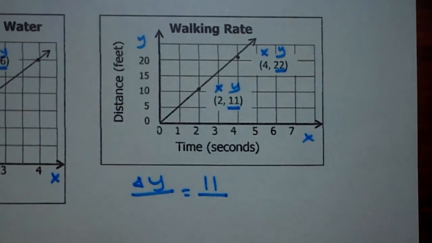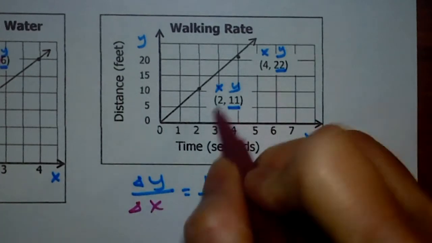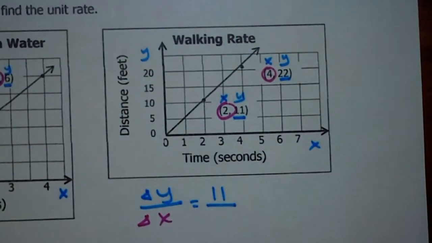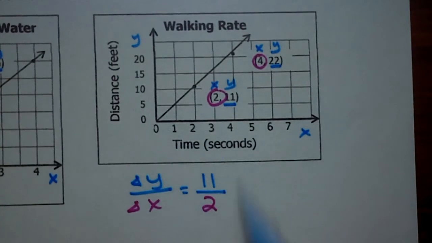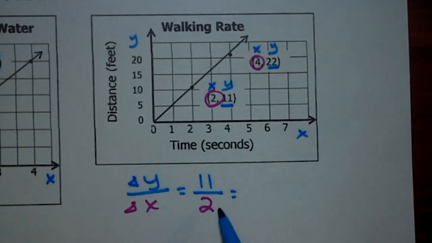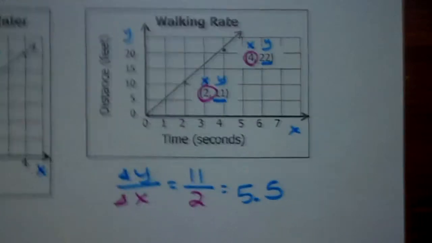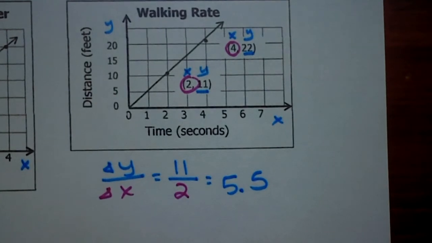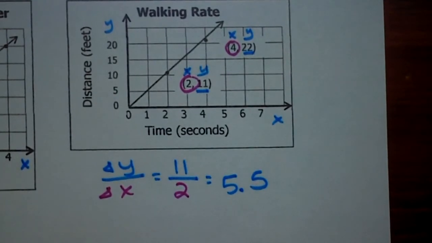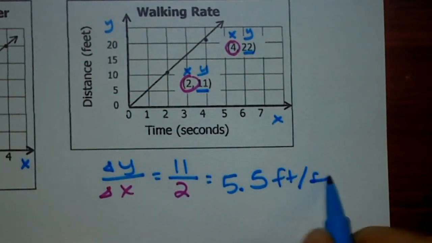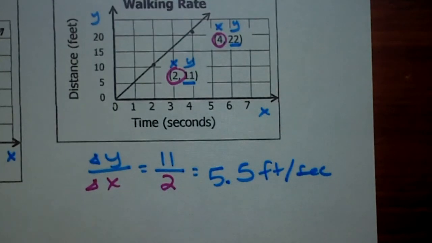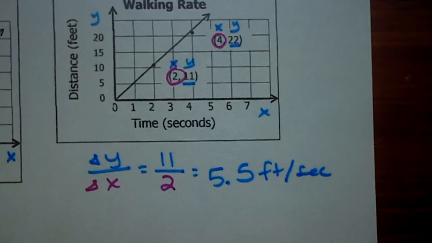When you look at your change in x, it goes from 2 to 4. So the change in x, 2 plus what is 4? 2. So all you need to do to figure out your rate, your unit rate, out of 1, is take 11 divided by 2. When you take 11 divided by 2, you end up getting 5.5. We're not done because I need the rate, I need the per statement, so 5.5 what? It's 5.5 y per x. So y is feet, x is seconds. So 5.5 feet per second. That's your walking rate. Not too shabby.